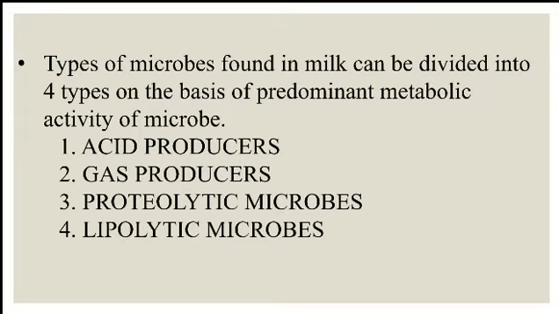The type of microbes found in milk can be divided into four types on the basis of predominant metabolic activity of the microbe. First is acid producers, second is gas producers, third is proteolytic microbes, and fourth is lipolytic microbes.